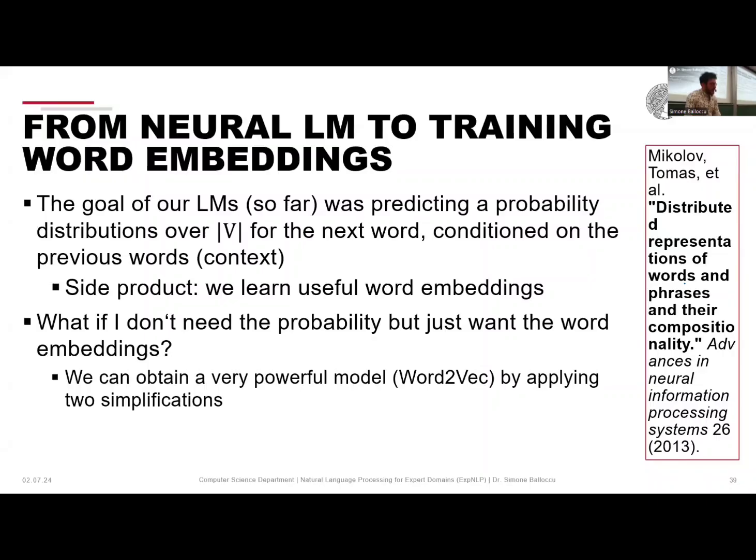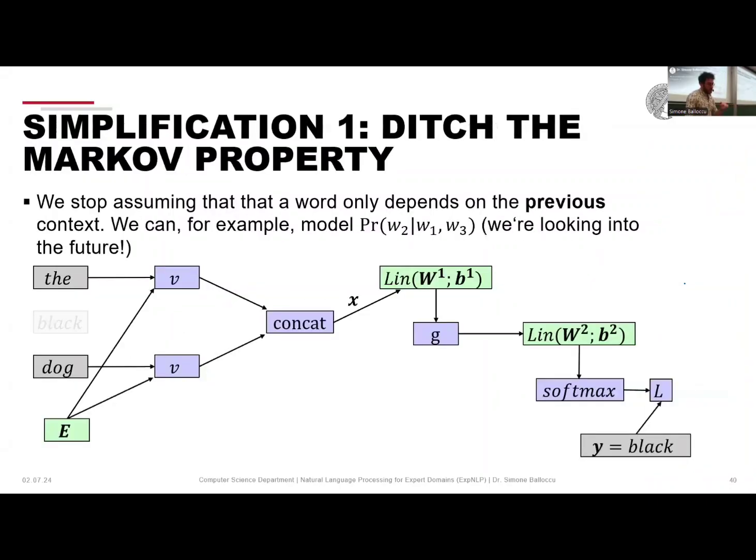So we do this by applying two simplifications. The first one, let's relax the Markov property, not by reintroducing the full context, that's still too computationally heavy, but by saying that the word does not depend only on the previous context, but on all the surrounding words. So now, if I say K is 3 or 4, it involves both the previous and the next words. So basically, what I'm doing is looking into the future. For example, if I have "the black dog", I can predict "black" given "the" and "dog". So this is the middle word. And that's the first thing we're doing.